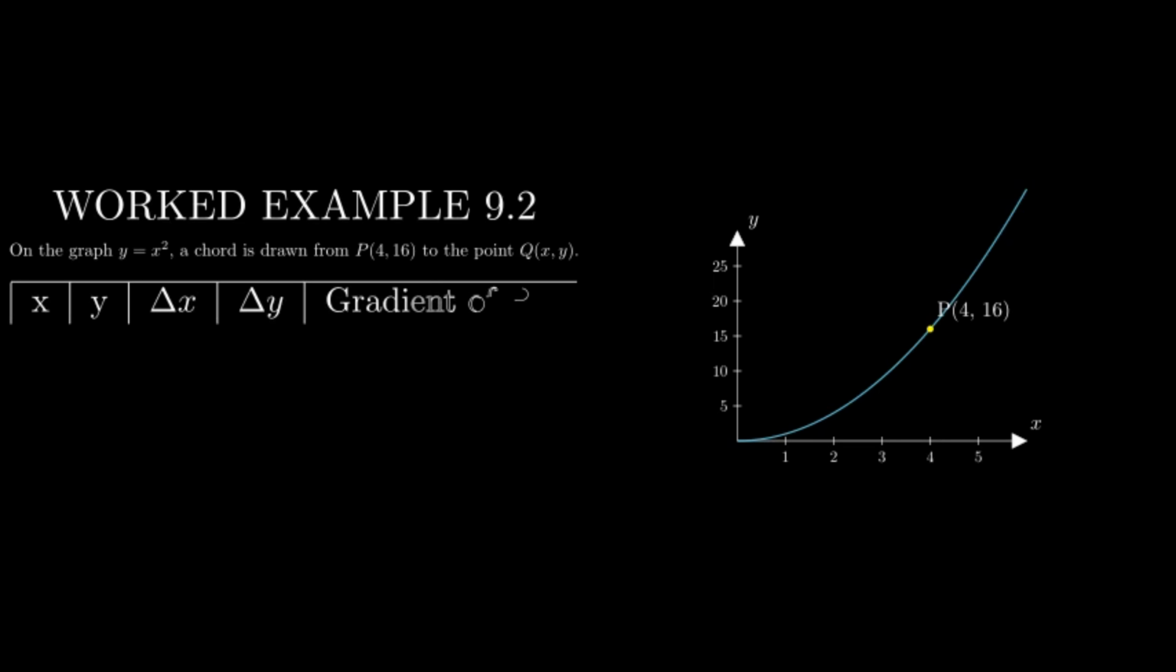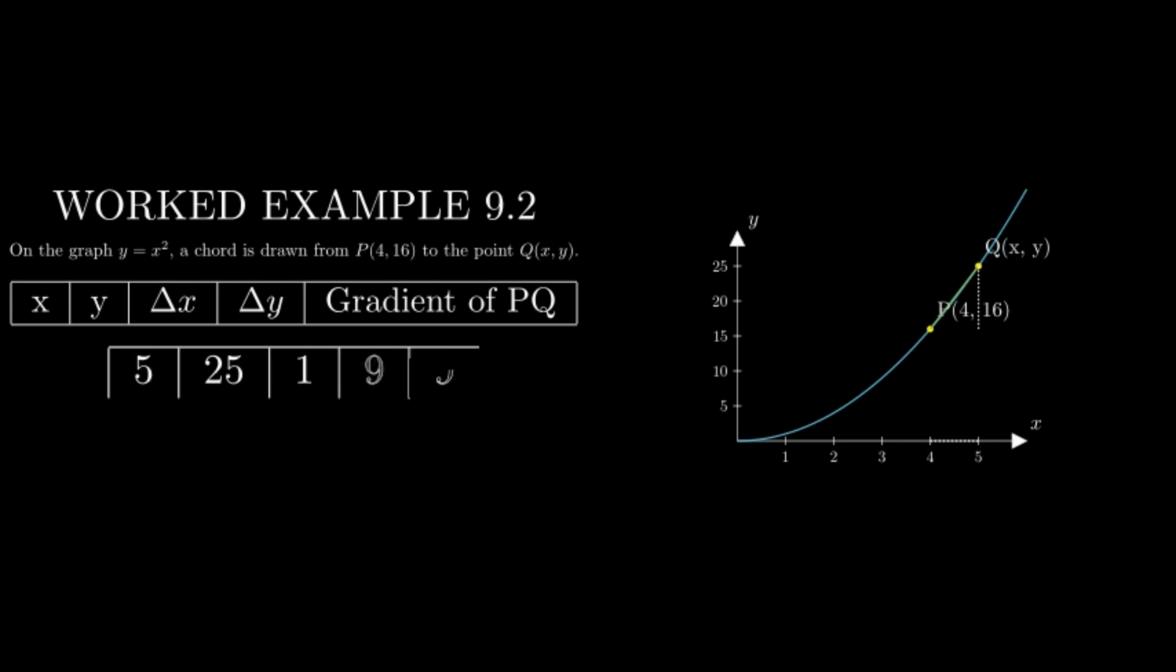Our table will have columns for the x-coordinate of Q, the corresponding y-coordinate, the change in x, which is delta x, the change in y, delta y, and finally the gradient of the chord PQ, which is delta y divided by delta x. Let's start with a point that's a bit far away. Let's pick Q to be at x equals 5. If x is 5, then y is 5 squared, which is 25. The change in x, delta x, is 5 minus 4, which is 1. The change in y, delta y, is 25 minus 16, which is 9. So the gradient of the chord is delta y over delta x, or 9 divided by 1, which is 9.